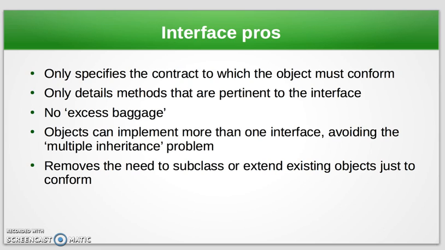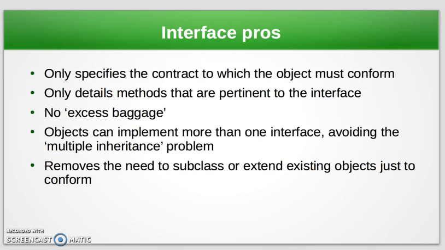So, what's a good thing about an interface? Well, we're only really specifying the minimal content of that interface, the contract that the object has to conform to. We're not specifying attributes, we're not specifying anything other than methods and the method signature. Okay? We're not supplying anything that happens to be in our class hierarchy that we don't need for the purposes of this interface.